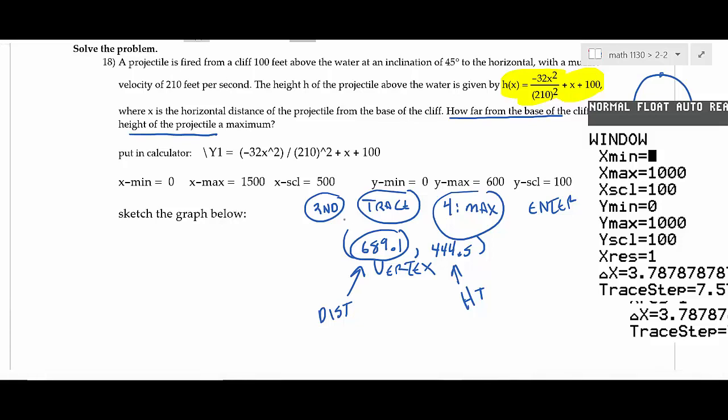Okay, so the answer to that problem is actually this. Does that make sense? So you've got your height, but that would be the distance from where the projectile started. Everybody fine with what I did there?